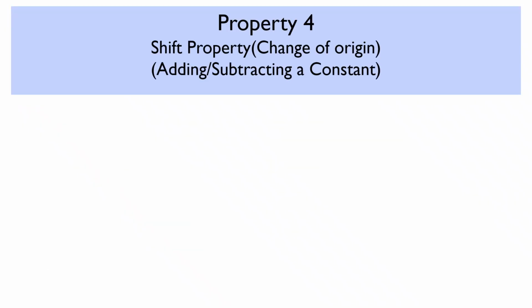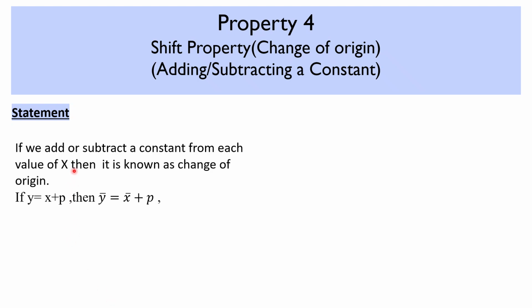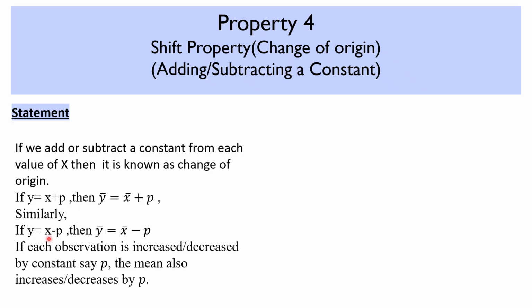Property 4 is the shift property, that is, change of origin. If we add or subtract a constant from each value of variable x, then it is known as change of origin. Say if y is x plus p, then y bar will be x bar plus p. Similarly, if y is x minus p, y bar will become x bar minus p. If each observation is increased or decreased by that constant, say p, then the mean also increases or decreases by p.